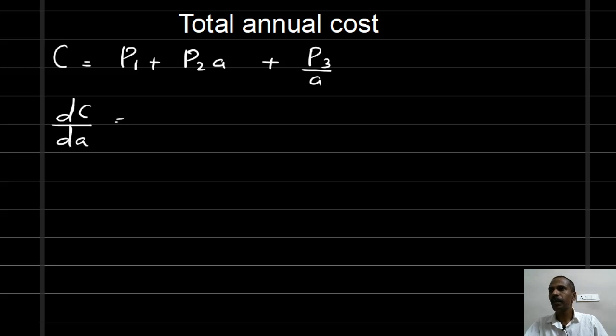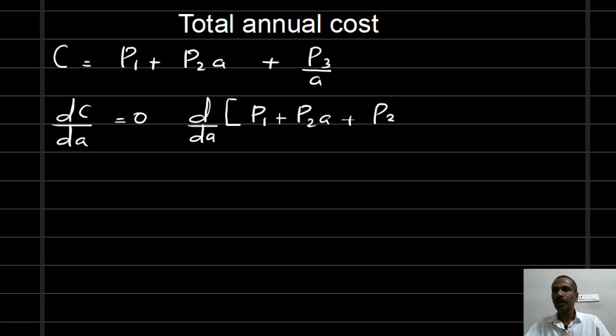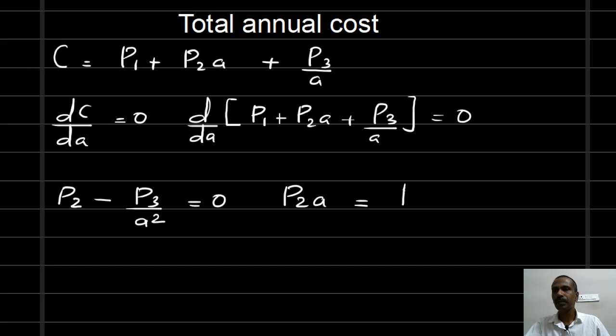So dC by dA should be equal to 0, or d by dA of P1 plus P2 into A plus P3 by A should be equal to 0. The differential of P1 is 0, differential of P2A is P2, differential of P3 by A is minus P3 divided by A square. This should be equal to 0. Or we can write P2A equals P3 by A. This is the variable part of the annual charge. This is the cost due to the energy loss in the line.